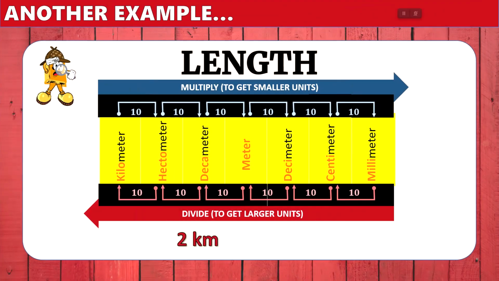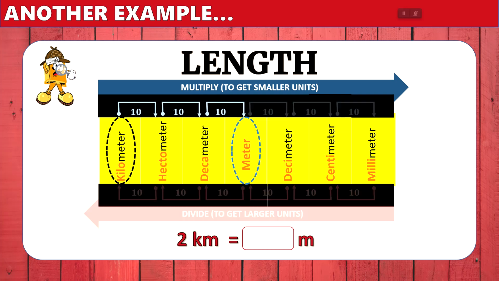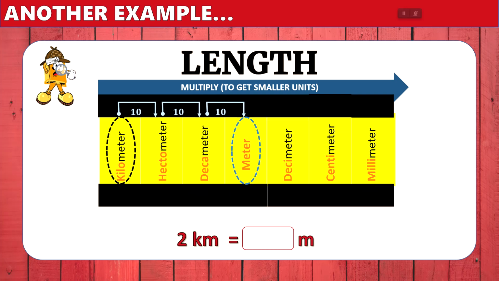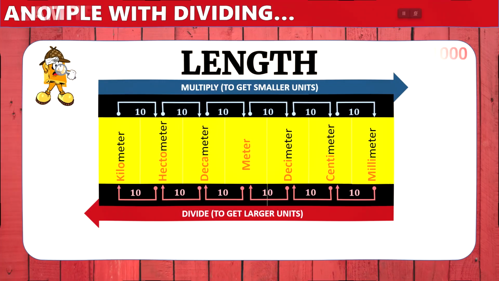Another example. 2 kilometers is equal to how many meters? Let's find kilometers. And let's find meters and determine how many steps it takes to get us from kilometer to meter. We can see that it takes 3 steps from kilometer to meter. And so we multiply 10 by 10 by 10. That gives us 1,000. And so 2 times 1,000 is 2,000. So 2 kilometers is equal to 2,000 meters.